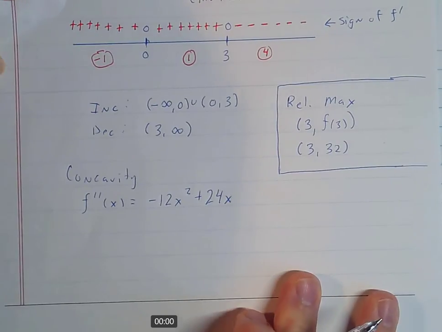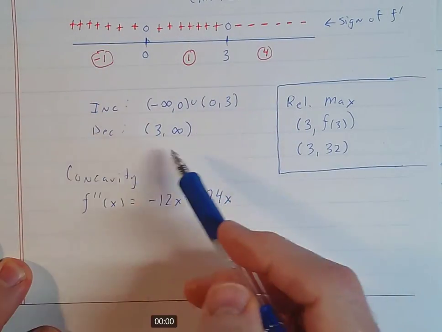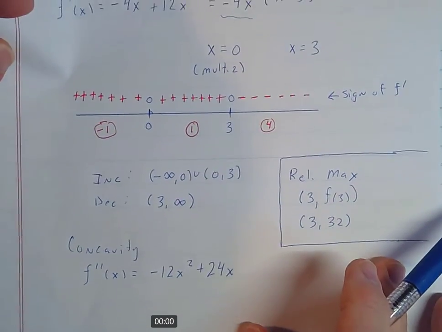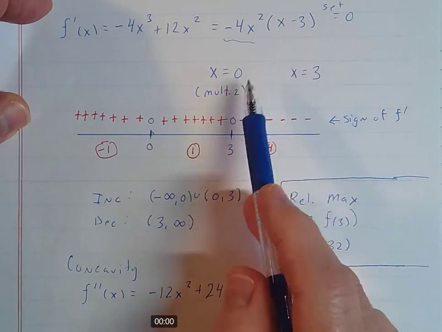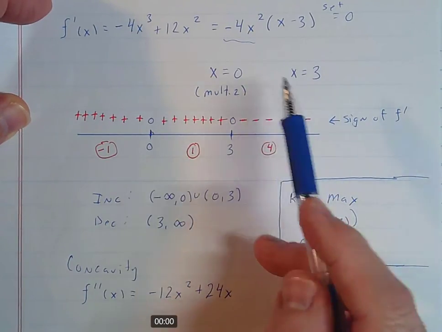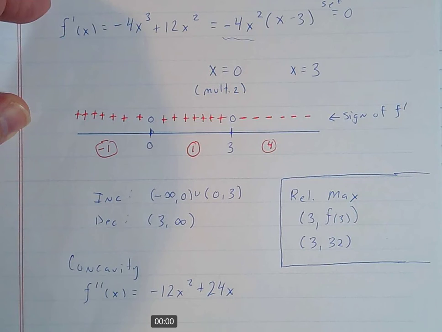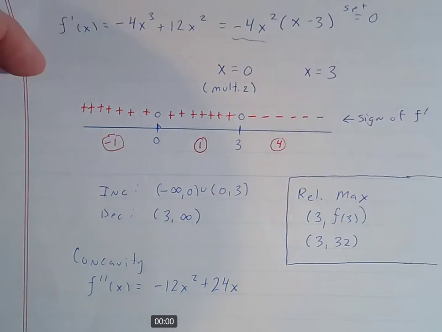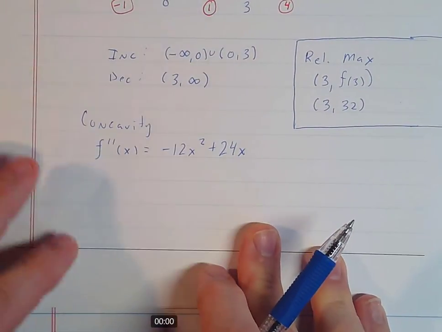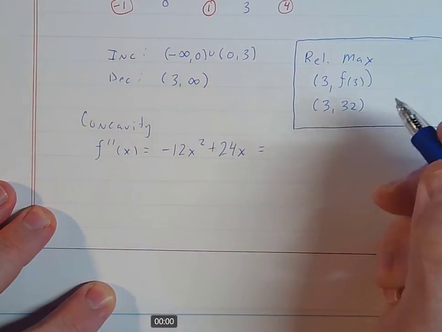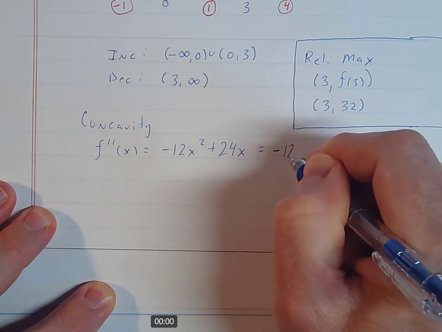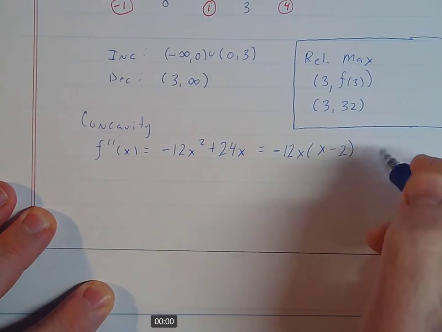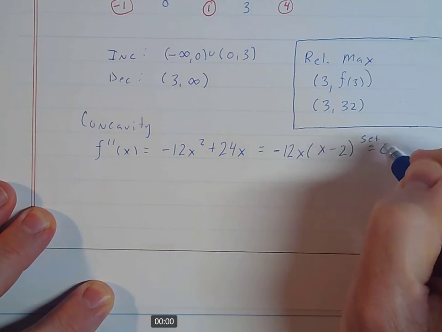Okay. And basically, we're going to do something very similar to what we just did right here. We're going to find these places where the second derivative is 0, and pick out those important numbers, and then we'll do a sign chart, and we'll be able to tell where the second derivative is positive and where it's negative, and write down our intervals of concavity from there. So I'm going to clean this up a little bit. I'm going to factor out a negative 12x, which gives me an x minus 2 here. I'm going to set that equal to 0.